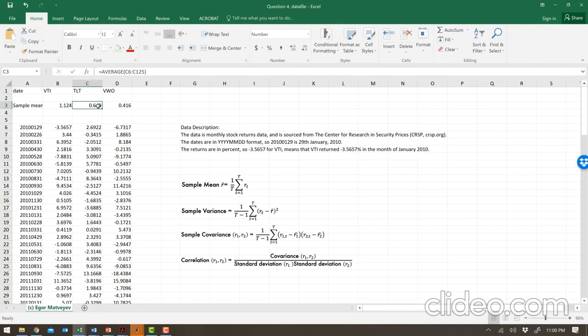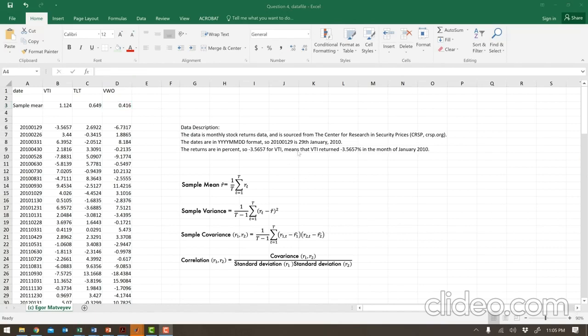The long bond, the TLT ETF, the average return was 0.65%, which is perhaps higher than you would have thought because this is a fixed income instrument issued by the government. And finally, emerging markets produced 0.4% monthly return, which is during this sample period significantly below the monthly return that was produced by the US stock market.